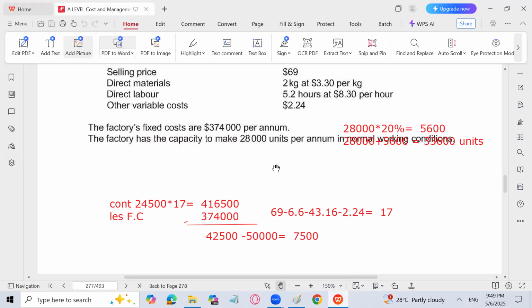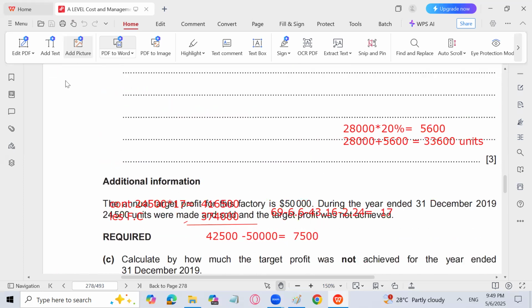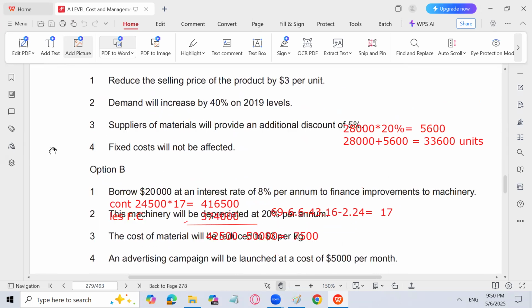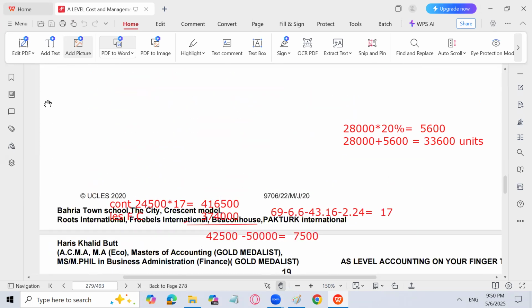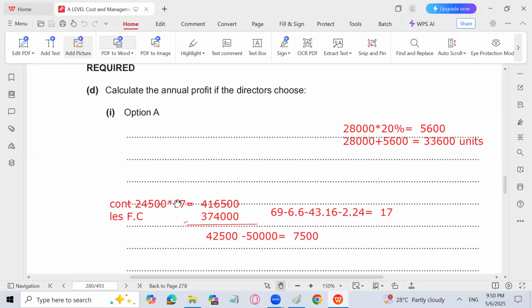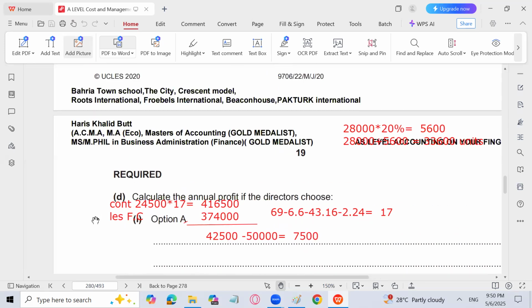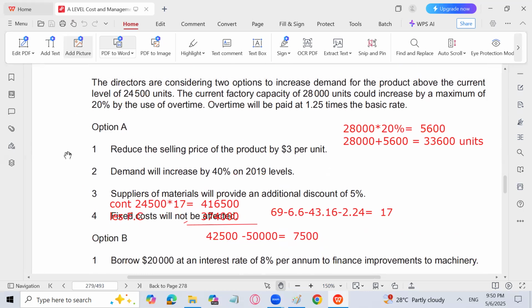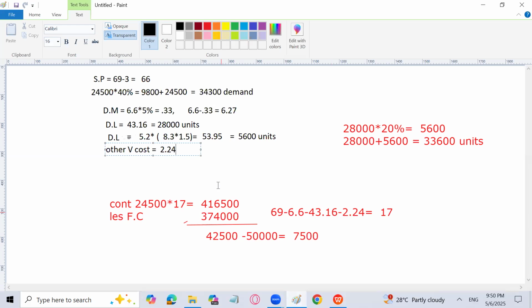Now let's go back to what the question is. Option B we'll discuss later on. Calculate the amount of annual profit if the director chooses option A. It's very important that you consider that we are going for annual profit, not monthly. This question does not require us to solve monthly. We have to solve it on an annual basis. So let's do that.